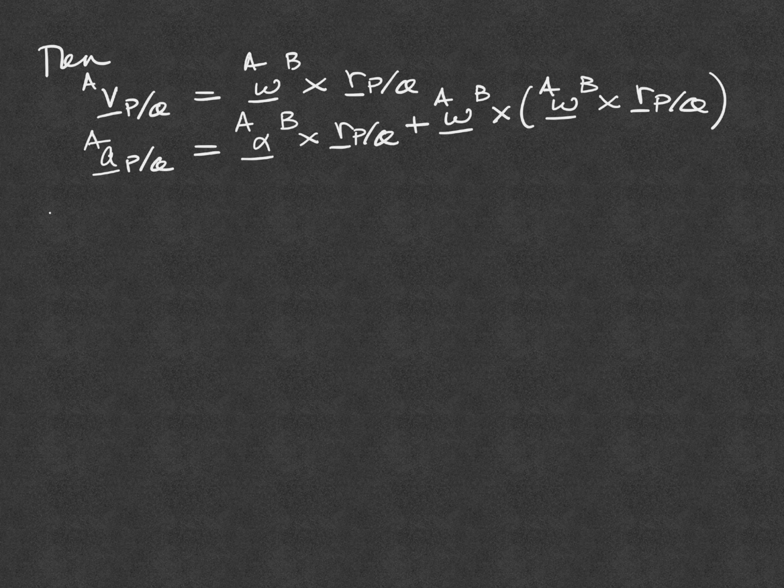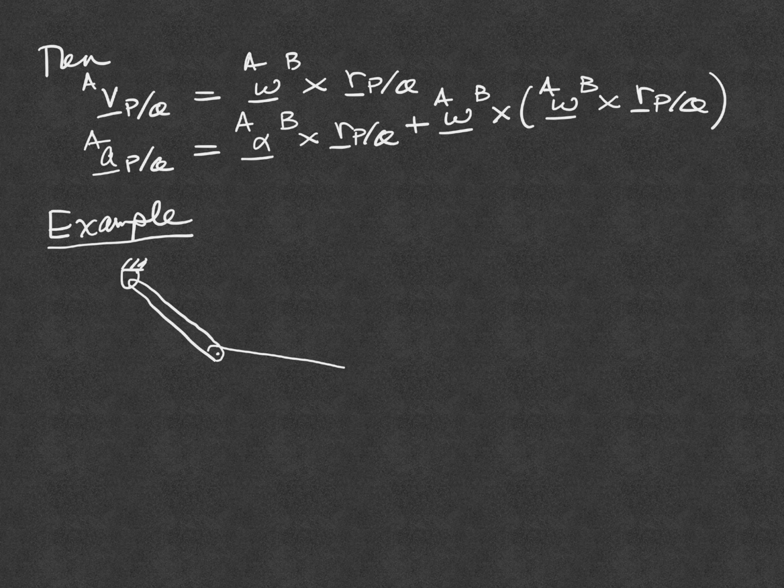So consider the following problem. I have an arm that rotates in the plane, and attached to it is another arm. I'm going to call the hinge point of the first arm O, the hinge point between the two arms Q, and the tip of the second arm P.